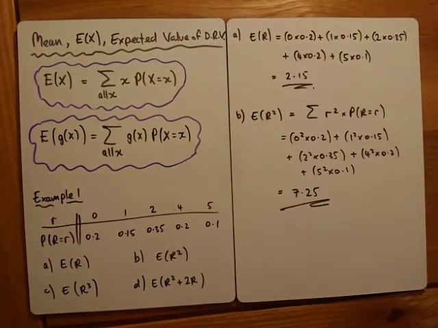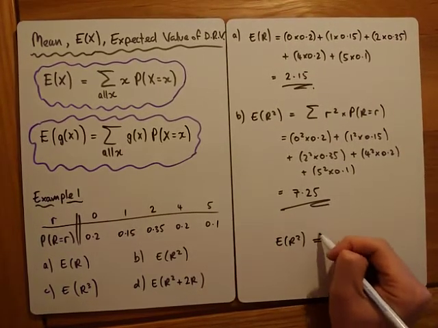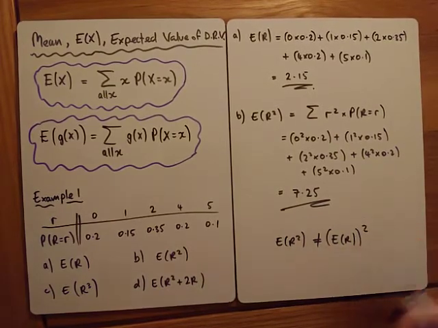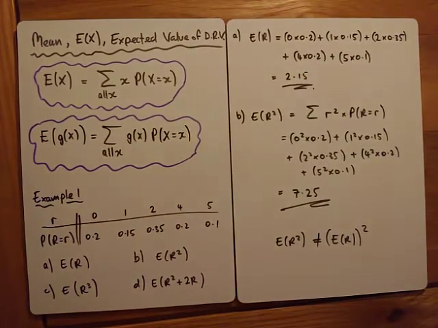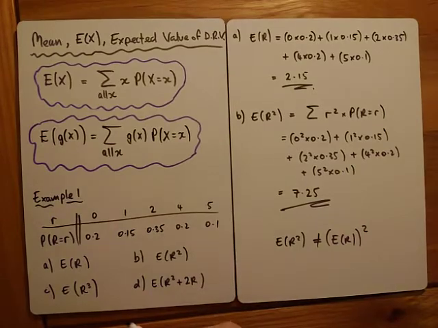Really important to realise that E of r squared is definitely not the same as the expected value of r, squared. I mean, there might be a weird distribution where they make it up so that this does happen, but in general, E of r squared is not E of r, squared, so don't just think you can square this. Like, the numbers in the distribution have changed, so it affects the outcome that you would get, wouldn't it? Okay.